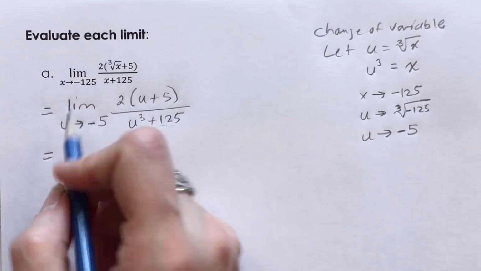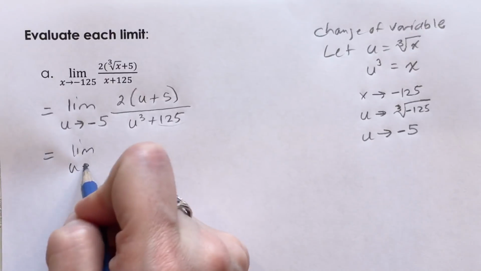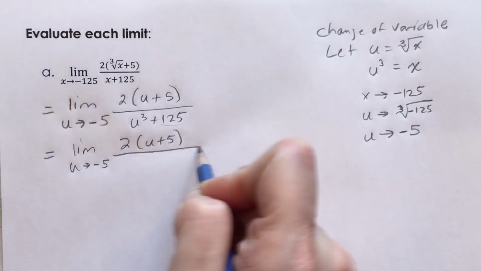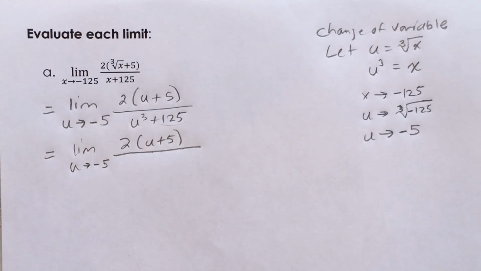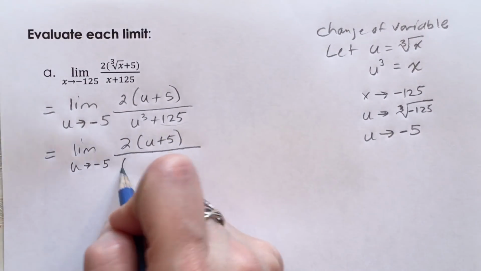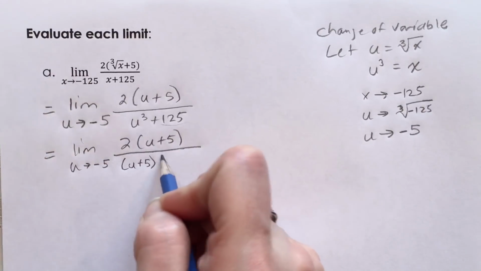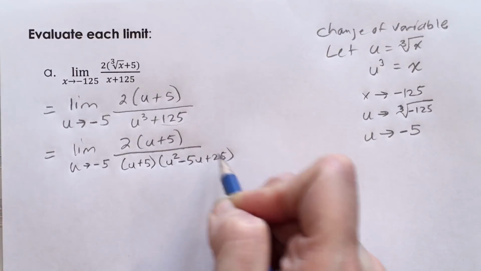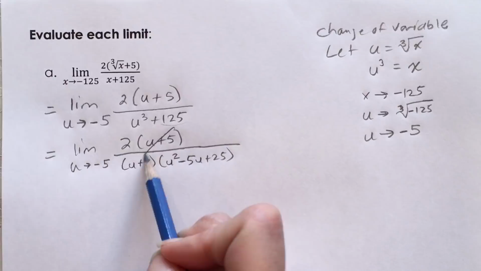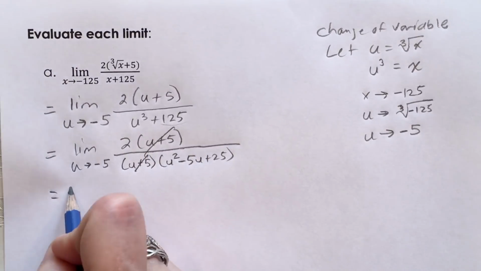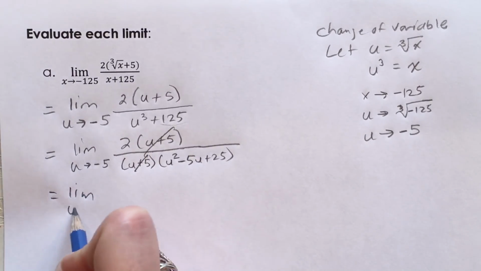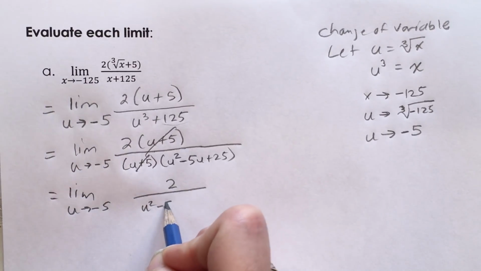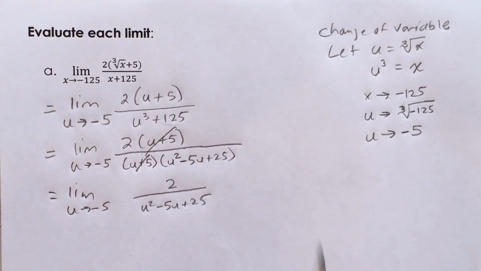So we have a sum of cubes in the denominator that's factorable. Make sure that you have the sum and difference of cubes formulas memorized for the test. So u cubed plus 125 is going to factor to give us u plus 5 times u squared minus 5u plus 25. And the u plus 5's divide out. So we're left with the limit as u approaches negative 5 of 2 over u squared minus 5u plus 25.